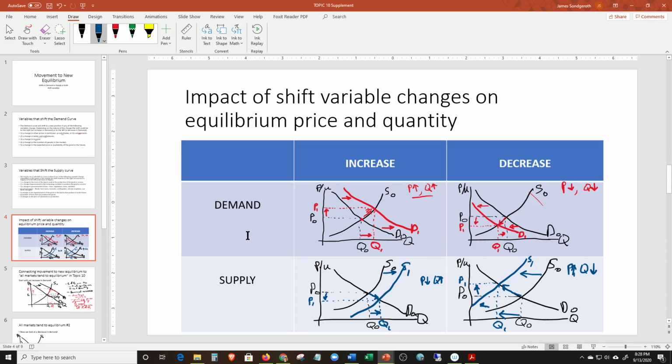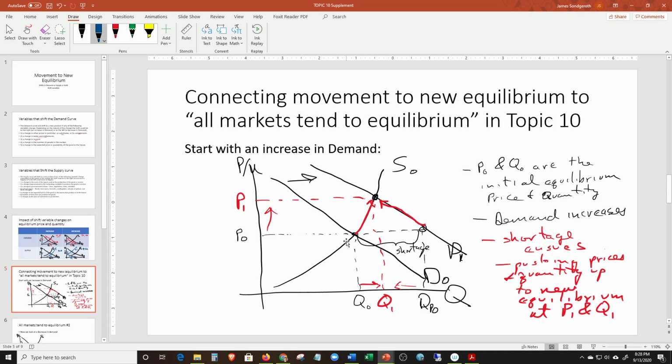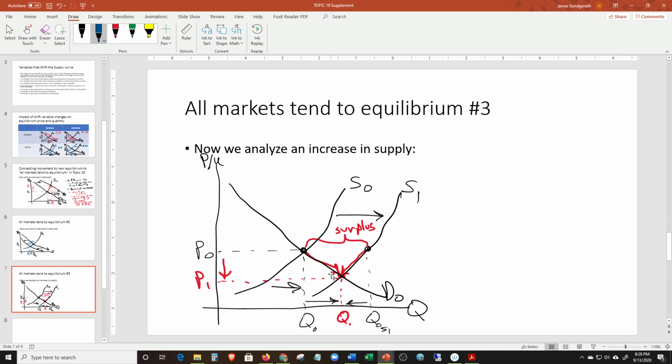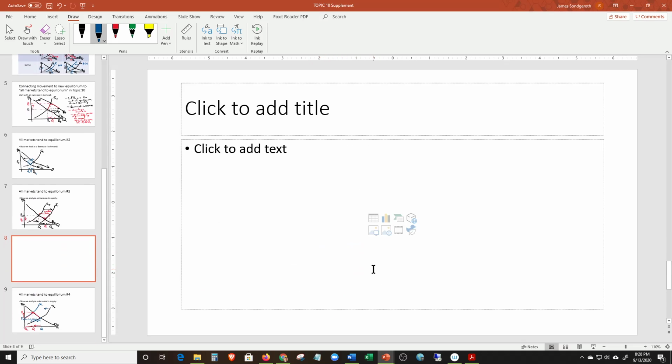And then I go through the 4 showing that this demand curve shifts out, creating a shortage. We move to equilibrium. The demand curve shifts in, a decrease in demand, creating a surplus, and we move down to equilibrium. The supply curve moves out, creating a surplus at the old price, and we move to the new equilibrium.